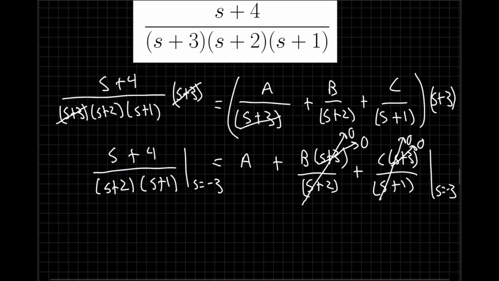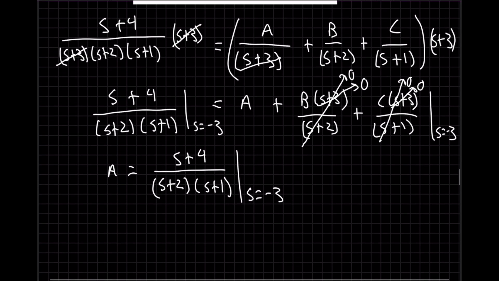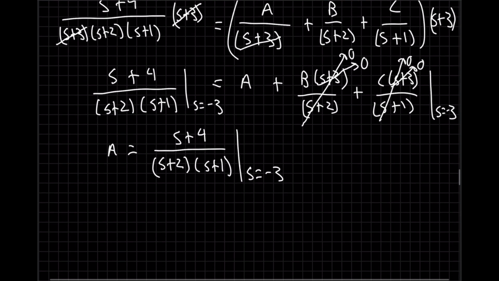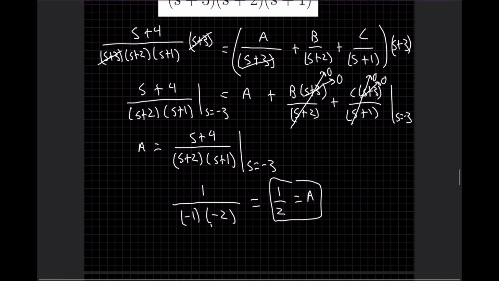And we're just left with A is equal to s plus 4 over s plus 2 multiplied by s plus 1, all evaluated at s equals -3. So if we plug in s here at -3, we get 1 over: -3 plus 2 is -1, and -3 plus 1 is -2. And we get A is equal to 1/2. Following a similar methodology, we can solve for B and C.